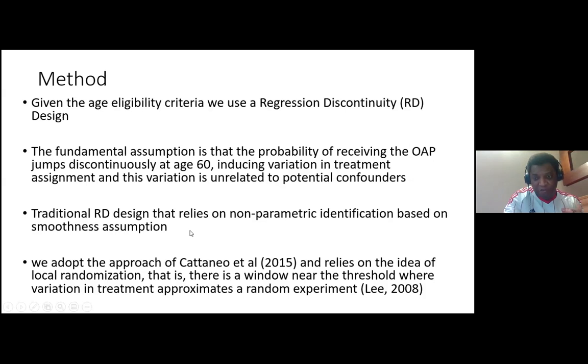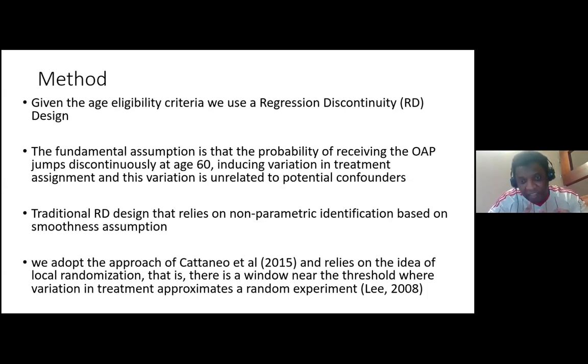Recently, another method was introduced, because often RD designs are being talked about as approximating some kind of random experiment. So Cattaneo et al. 2015 introduced a method that one can use to estimate the effects under regression discontinuity design, where one is actually using the mechanism that will be used under an actual randomized experiment.